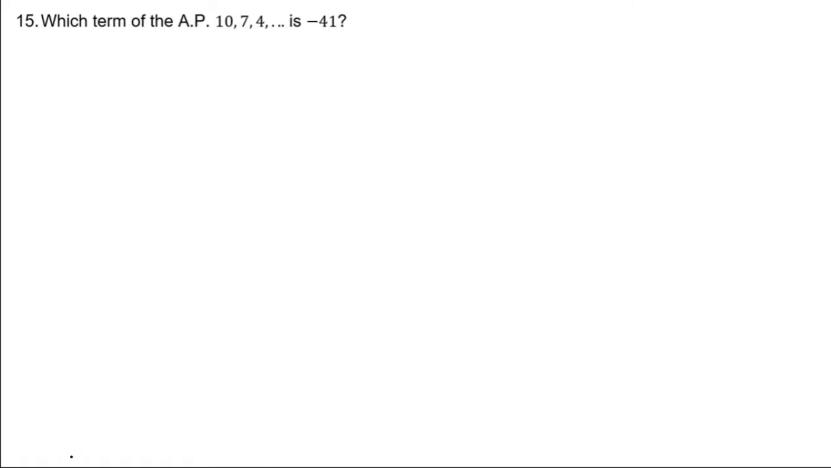Question number 15. Which term of the arithmetic progression 10, 7, 4 and so on is negative 41? Here in the given arithmetic progression, the first term is 10, common difference will be the second term minus the first term, it is -3. The nth term is given, it is -41. We need to find the n value.